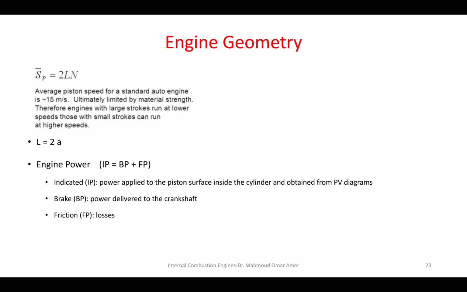And the ratio of the brake power over the indicated power is the mechanical efficiency of the engine. So you need to differentiate between the thermal efficiency and the mechanical efficiency of the engine. The thermal efficiency is mechanical power over thermal power. Mechanical efficiency is mechanical power over mechanical power.